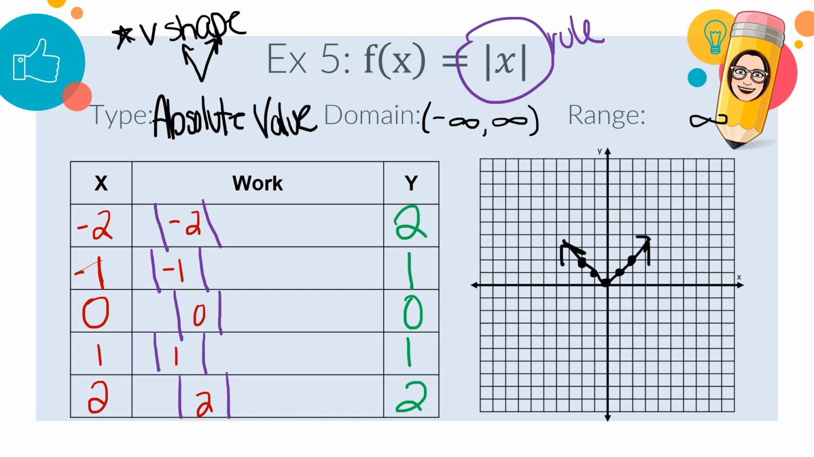My range, well, I'm going up forever, but let's talk about that range. The lowest y value where I exist is 0, and I exist there. There's a dot there. I exist from 0 to infinity on the y-axis.